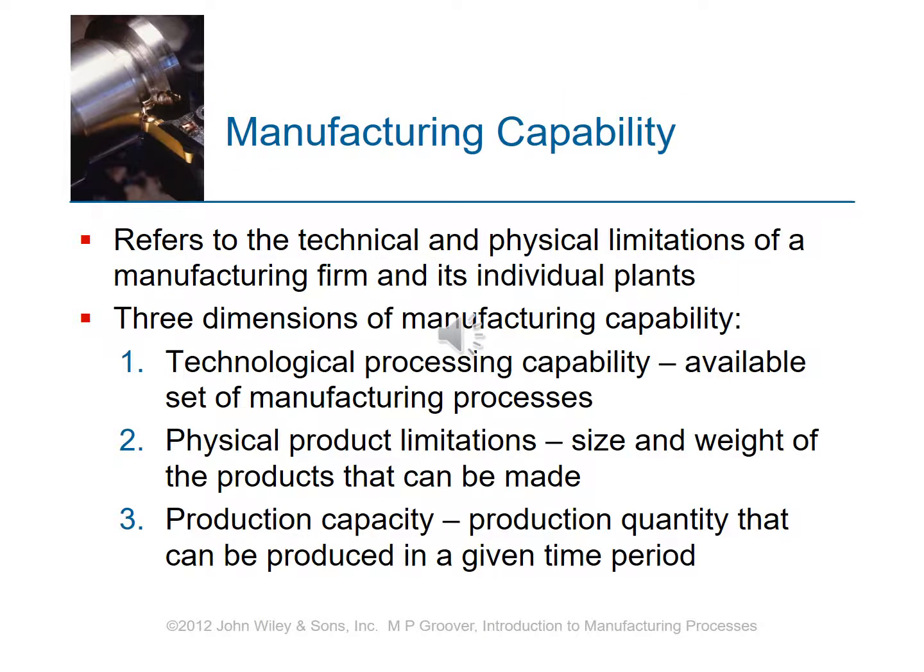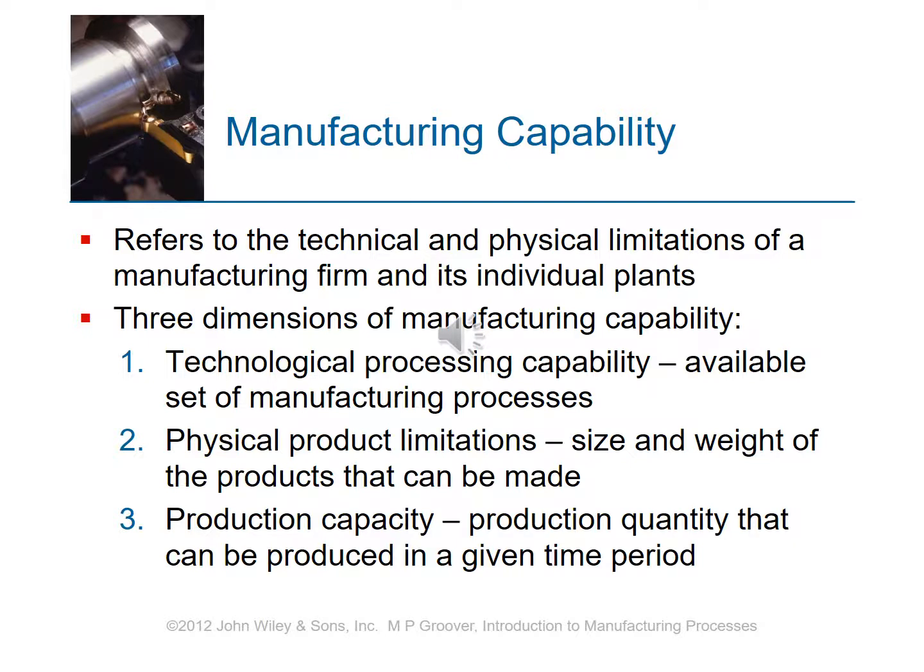Yeah, this is manufacturing capability. It refers very closely to productivity, but this is the technical or physical limitations that they have to make products. And there are three dimensions you've got to worry about. One is technically, are you actually able to make it? How much can you make using the technology you have? Physical product, is it too big, and how much can you make at once?